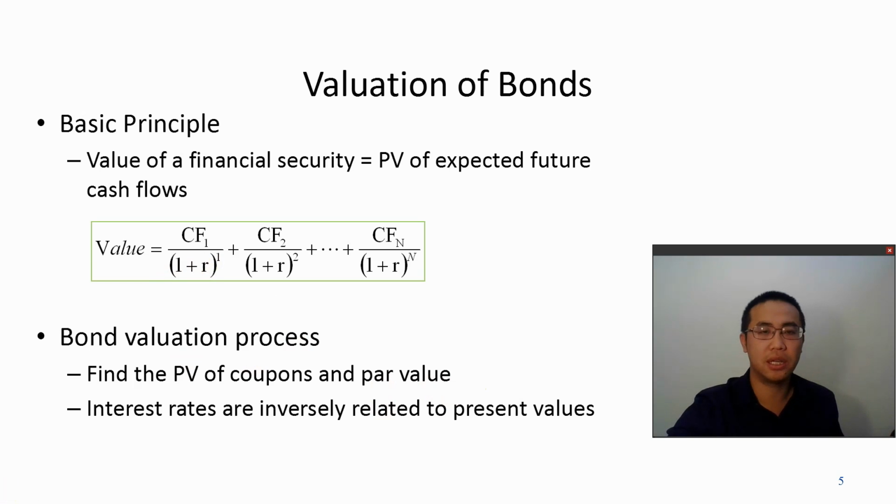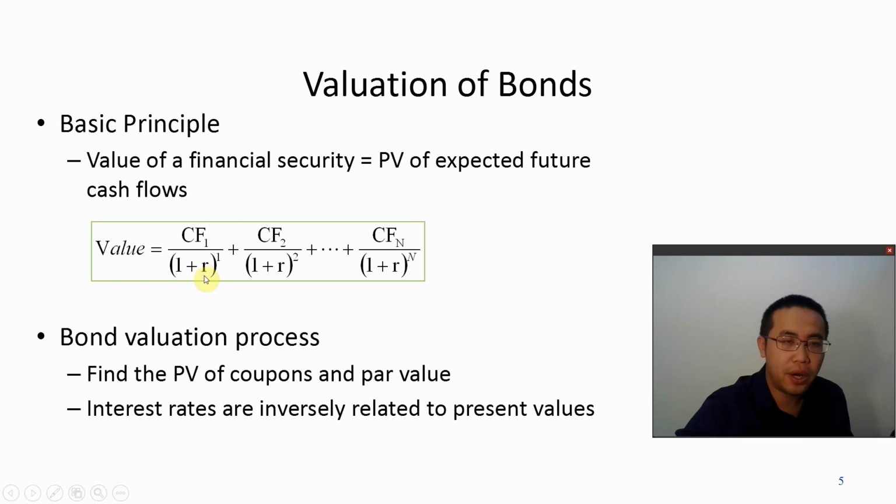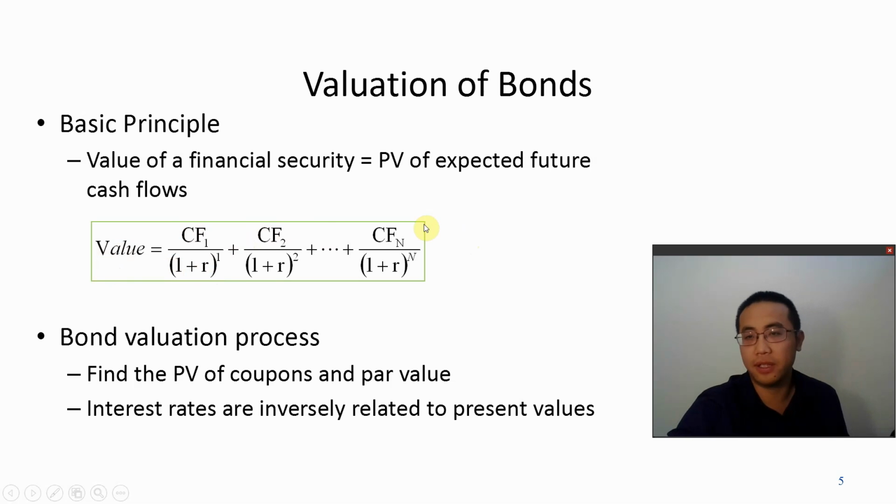The interest rate is inversely related to the present value. The higher the discount rate you put in here, the less value you would have if the cash flows are the same. And definitely they are the same, because if you look at the bond contract, you have a fixed amount for each year's coupon, and a fixed amount for the par value, which is 1,000. These cash flows never change, but the discount rate could change according to the market condition. If you have a higher discount rate, the value would get lower.